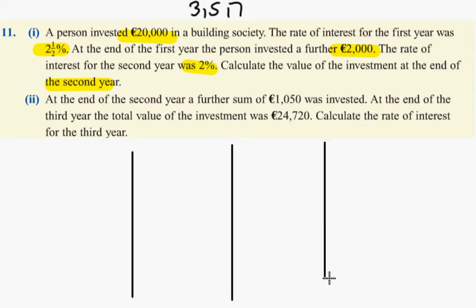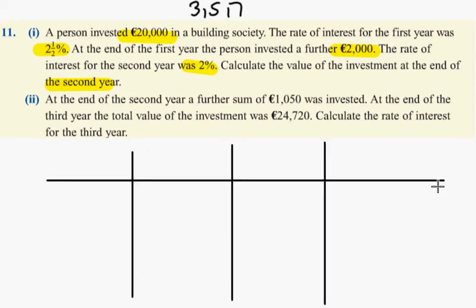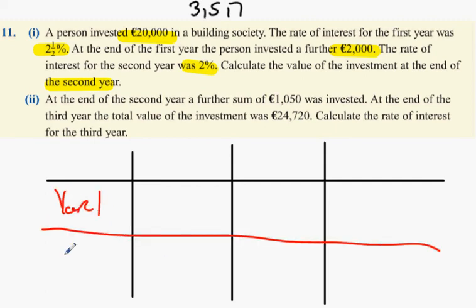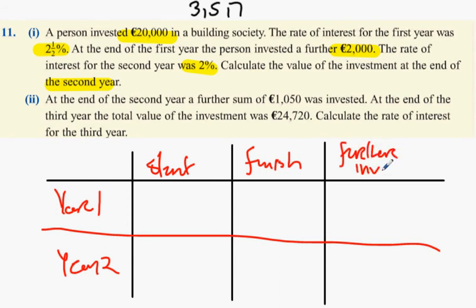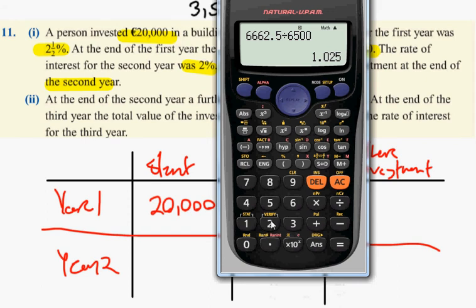So, I draw my table once again, and what I do is something like this. Year 1, Year 2, start, finish, and then what I can write at the back here is further investment. Okay, so an example would be it starts at 20,000 euro. How much extra money do we get? It's interest, so the number's getting bigger. So how much does it get bigger by?